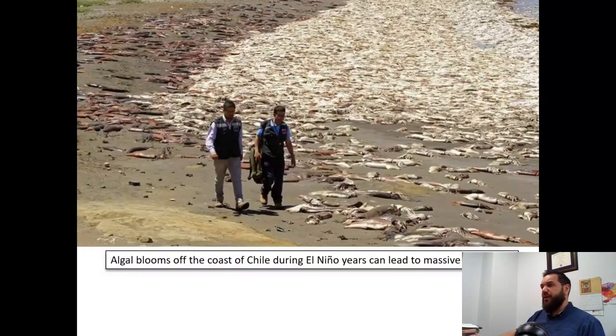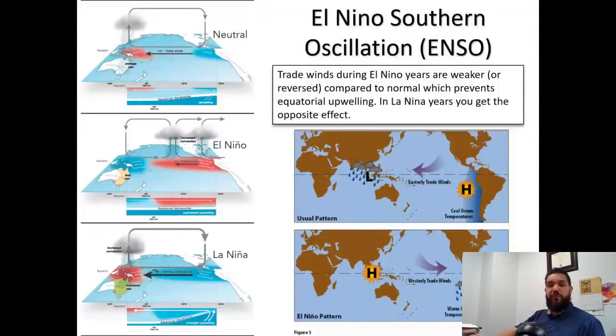What you're seeing here are not actually fish, but they're squid and cuttlefish, and a tremendous number of them. These are off the coast of Chile during El Nino years. It can lead to massive fish kills and a collapse of the marine ecosystems for a year. So they're very strong and bad effects on marine life.